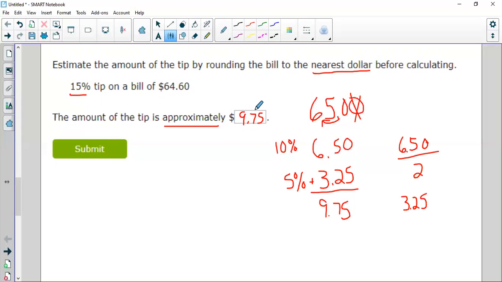If you give that server $2 or $3 or even $5, you're under tipping them. You're not taking care of them the way they need to be taken care of so they can support themselves based on their work. But you also don't want to give them a $25 tip. I mean, that's really generous, but it's not really appropriate. You don't have to pay them that much.